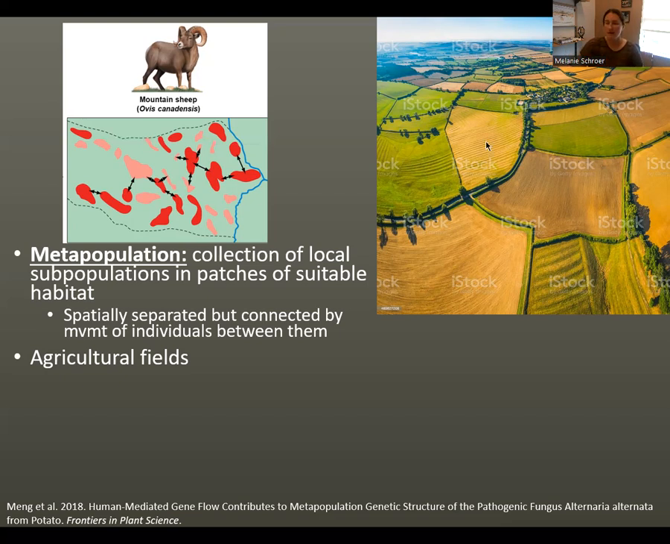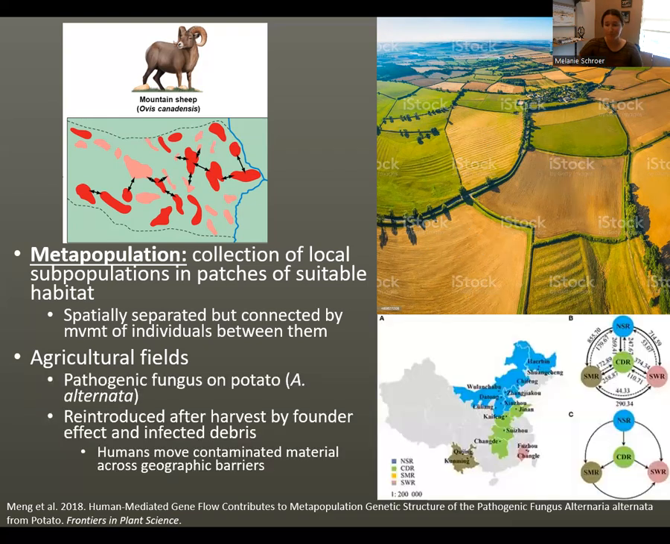So maybe this is a field of grain and this is a field of grain. They are isolated for the most part, but because these species reproduce sexually via wind dispersal of the pollen, these two metapopulations may still have gene flow between the two. Okay.